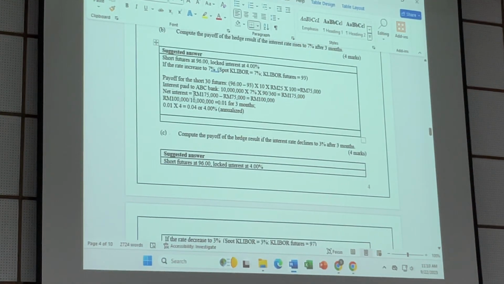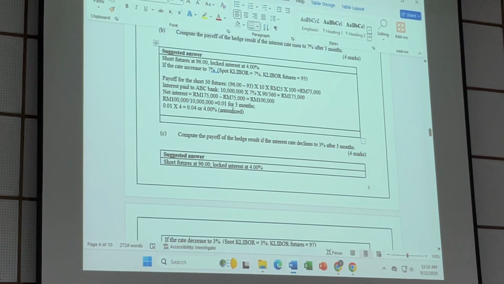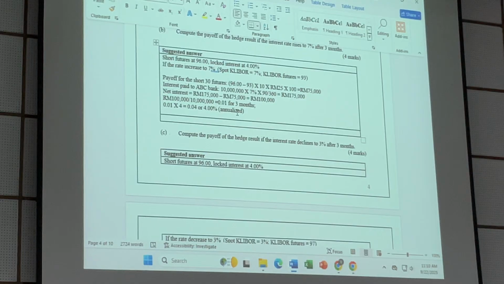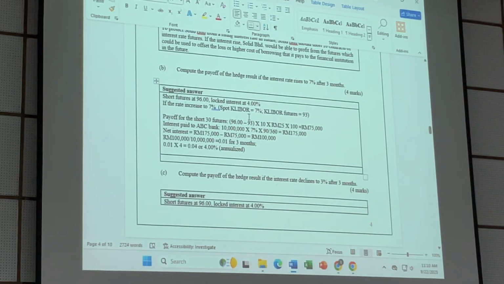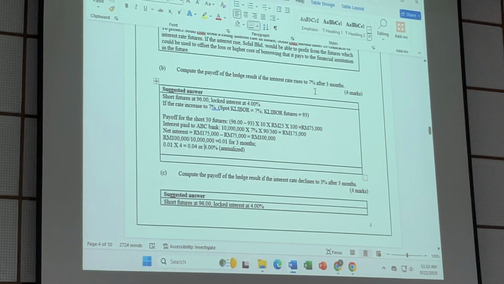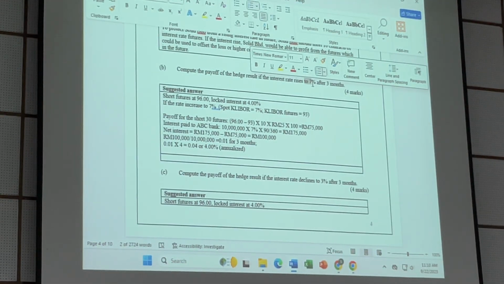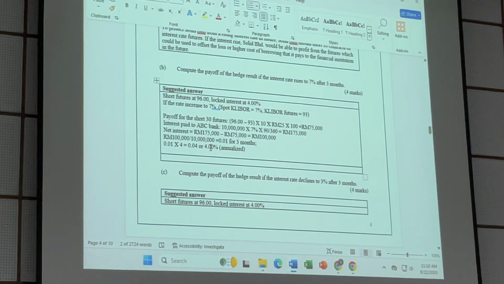So the answer must be 4%. After you calculate and analyze, it is 4%. So this one is very easy to confirm the answer. If you do it correctly, you should be able to get back the same percent. After you get back the same percent, you can confirm your payoff is correct. Last time we didn't restrict how many percentage changes. You can say change to 7%, 8%, 9%, whatever percentage, you will also get back the same answer.